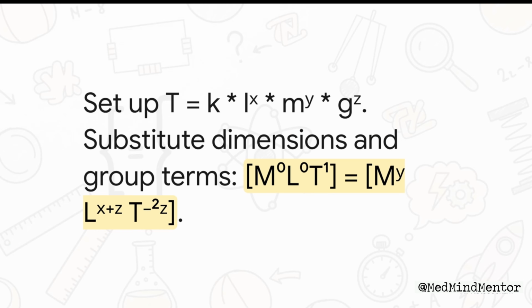We're just going to say that the time period, t, is proportional to length raised to some power x, mass to some power y, and gravity to some power z. We don't know x, y, and z yet. That's what we're here to find. Then we just plug in the dimensional formulas we just wrote down and start tidying things up, grouping all the m's, l's, and t's together.